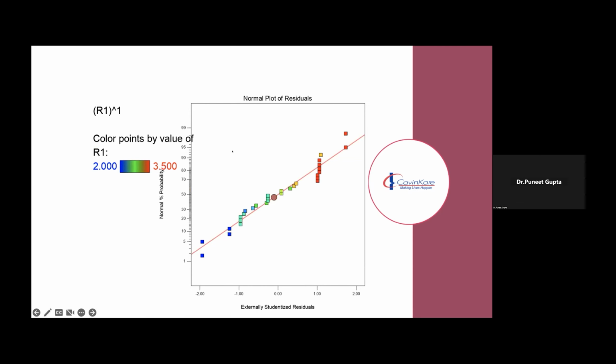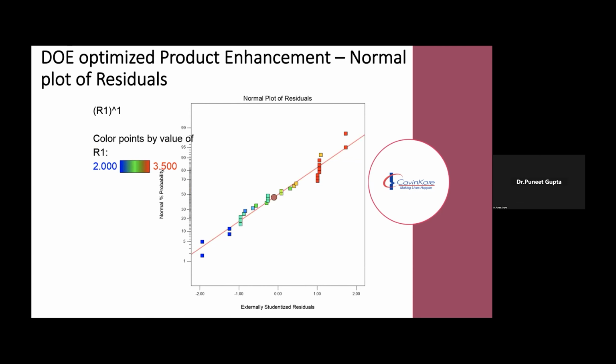Again, we looked at the normal plots for the residuals, and we found that most of the responses and the probability for the residuals were coming in a perfectly normal statistical configuration.